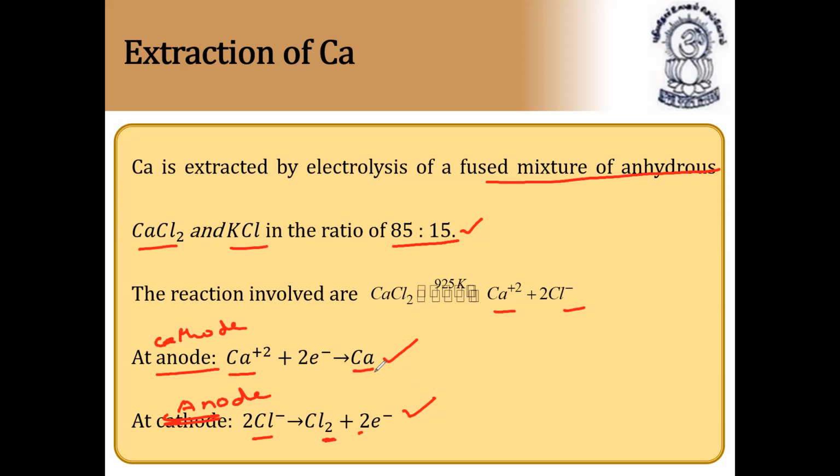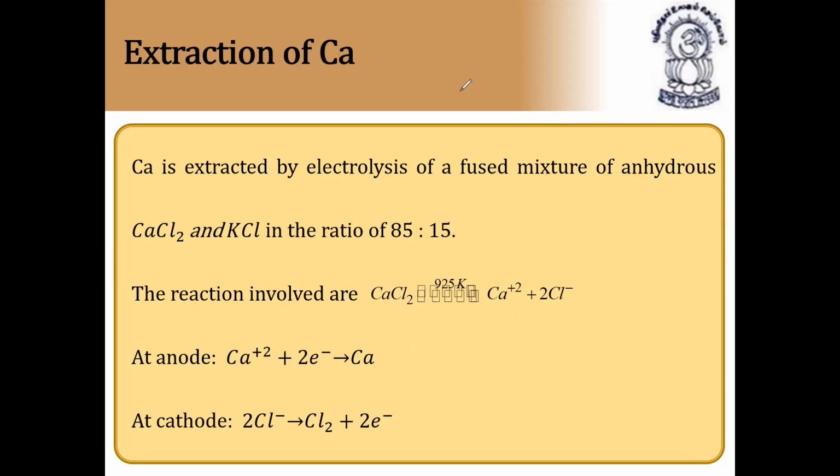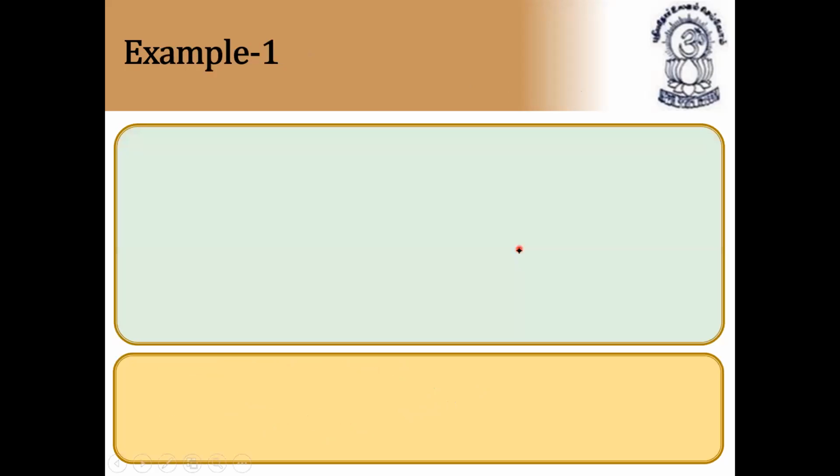So at the cathode, reduction takes place. At the anode, oxidation takes place. So this is the extraction of calcium from anhydrous calcium chloride and KCl, potassium chloride, in the ratio of 85 to 15.